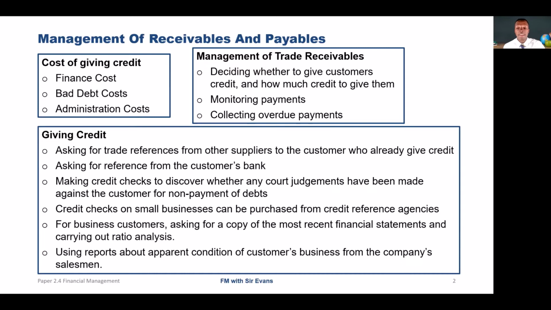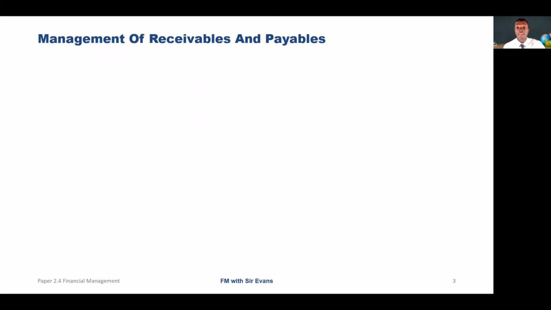For business customers, you can ask for recent financial statements if the credit you're about to give them is quite huge and significant. You can also use reports about the apparent condition of the client's business from the company's salesmen who often interact with them. That will give you a background of whether you need to engage in a credit arrangement with a customer or not. Usually a company establishes a credit policy which guides how they give out credit to customers. And the limit is often reviewed if the customer pays the invoices promptly within the credit term.